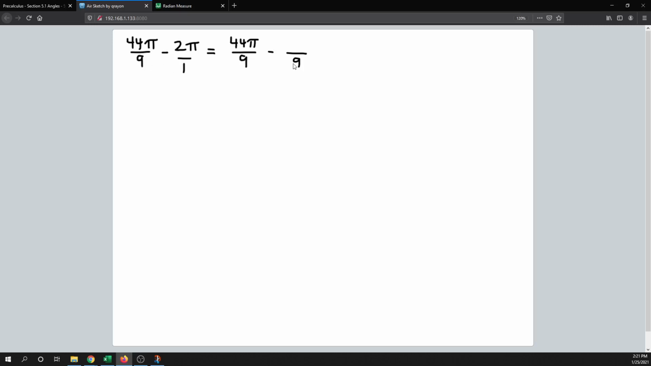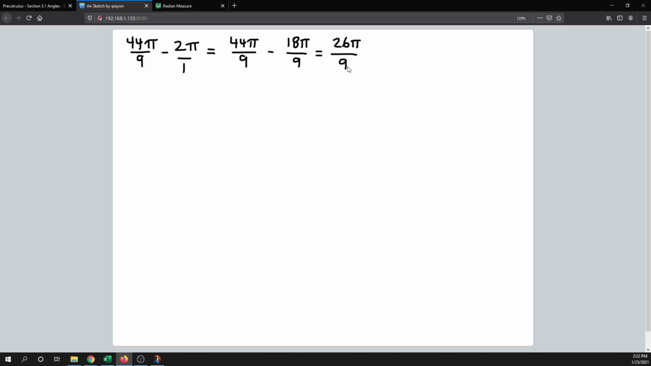So 1 times 9 is 9, so you'd have to multiply the top by 9 as well. 2 times 9 would be 18, so you get 18 pi. And then all you need to do is subtract: 44 pi minus 18 pi would be 26 pi. So you have 26 pi over 9 here.